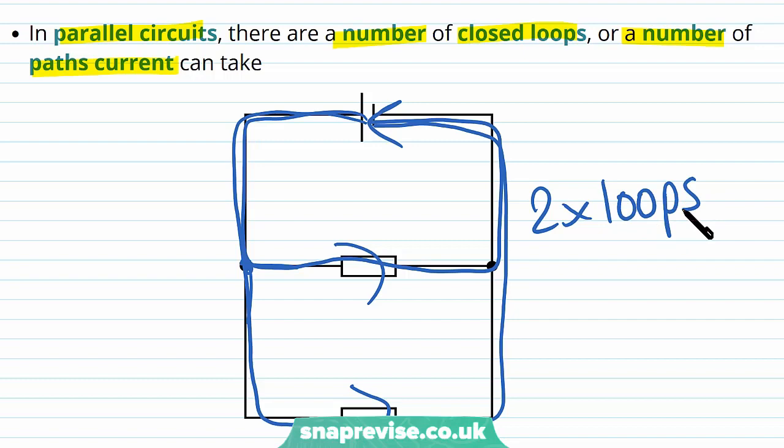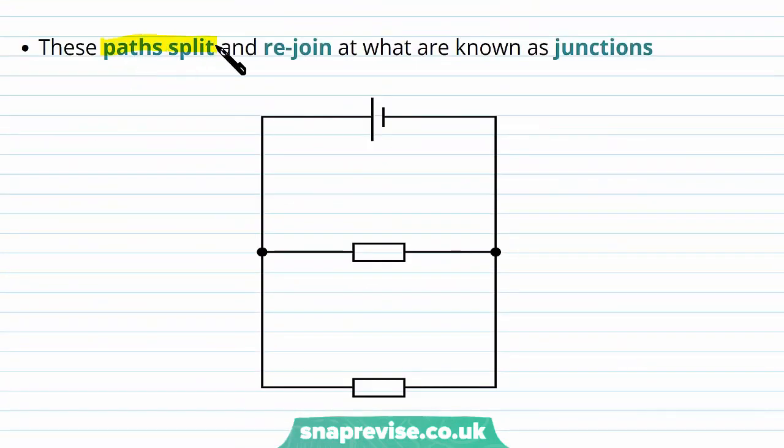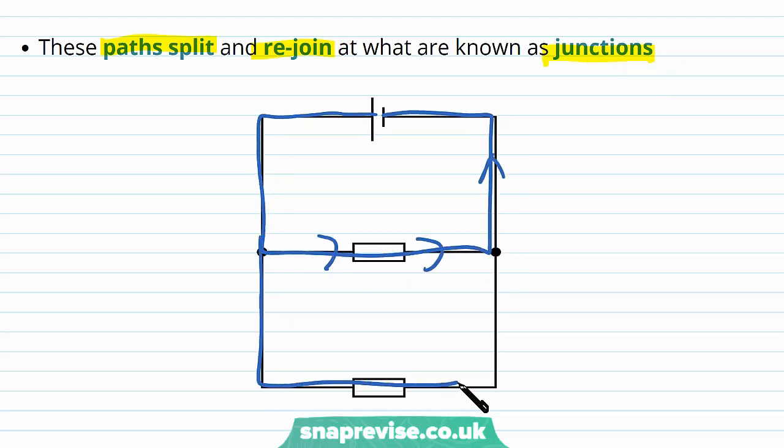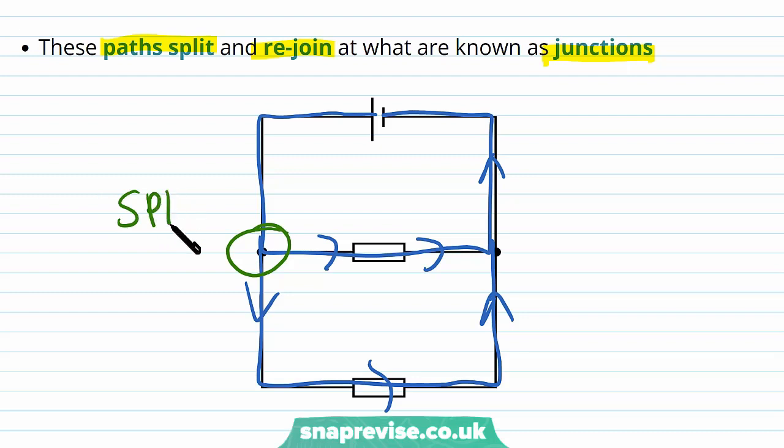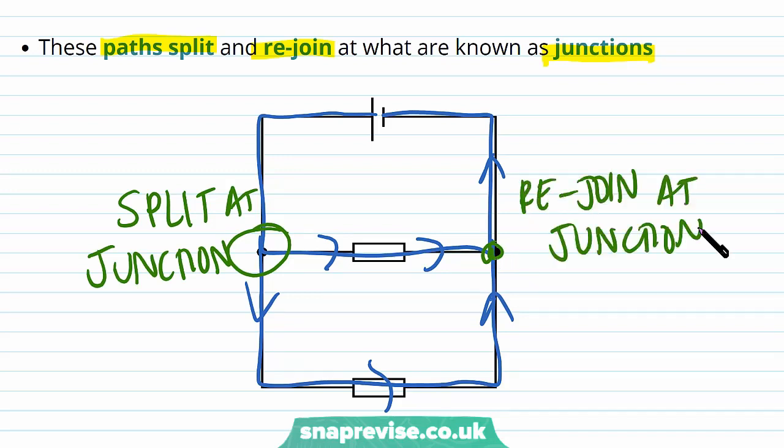So a parallel circuit has multiple pathways for the current to take, whereas a series circuit only has one path. These paths split and rejoin at what are known as junctions. So we've said we've got this path for the current, and then this path for the current. So we've got a junction here where we can see the paths split. So we can see that they split at that junction. And then at this next junction, we can see that they rejoin. So the paths split at one junction and then rejoin at another.